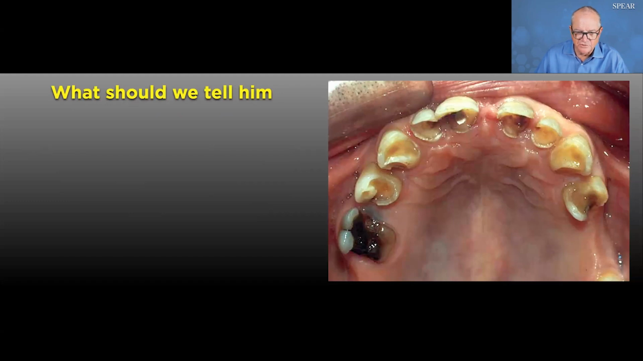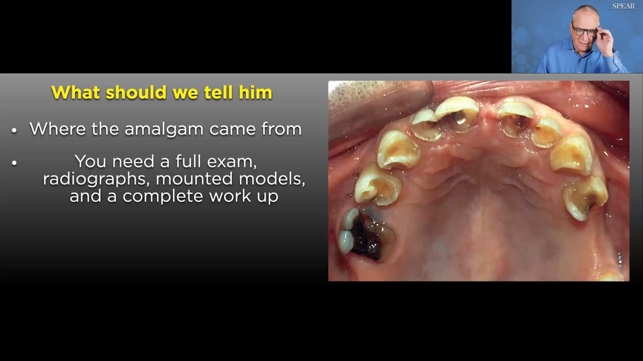It's time to take out your teeth and do dentures. I can tell him where the amalgam came from. That's easy. Do I tell him you need a reconstruction? It's X thousands of dollars when I just met him? That'll blow him out of the water. I could tell him you need a full exam, radiographs, mounted models, all those things.